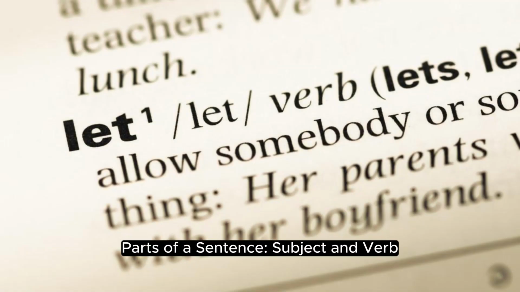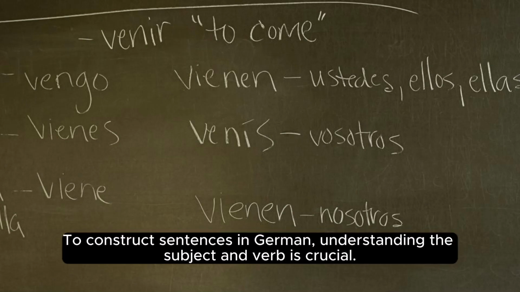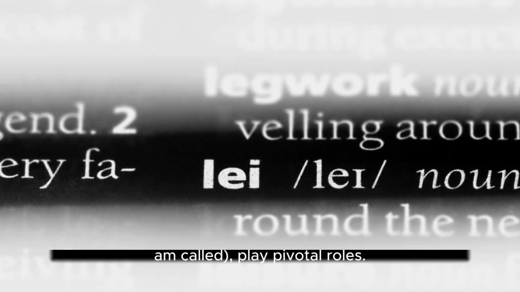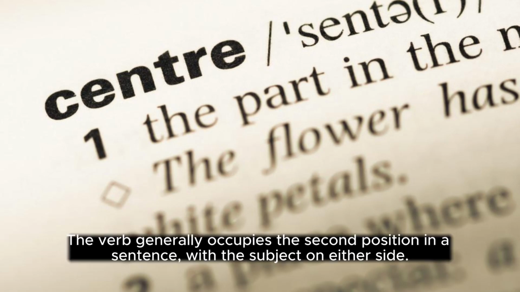Parts of a sentence: subject and verb. To construct sentences in German, understanding the subject and verb is crucial. The subject, like ich, I, and the verb, such as heiße, I am called, play pivotal roles. The verb generally occupies the second position in a sentence, with the subject on either side.